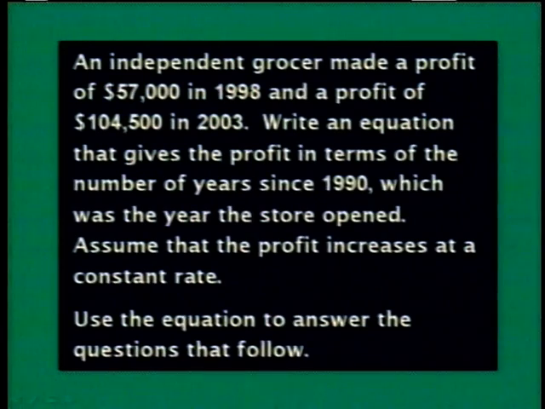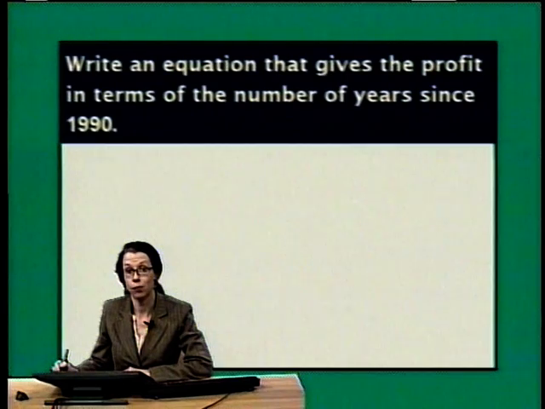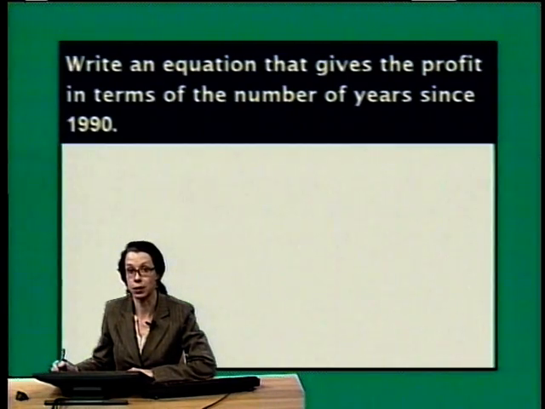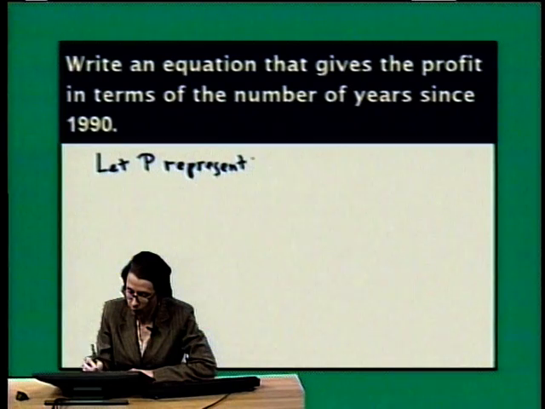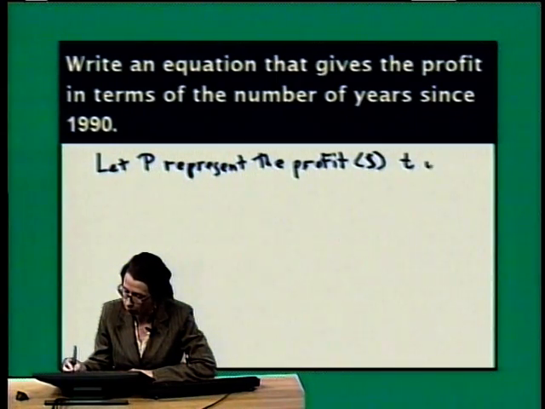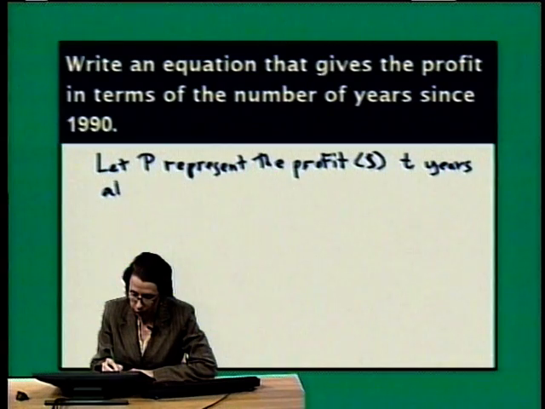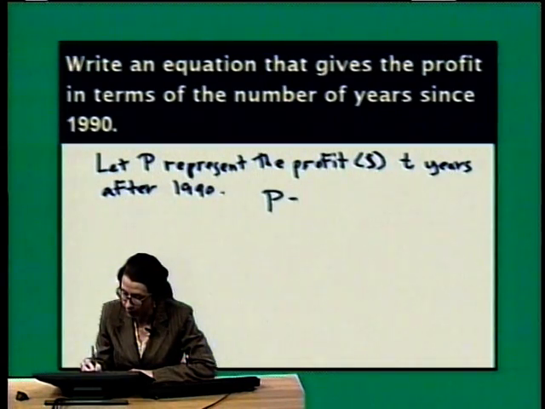Now in this problem, the variables haven't been defined for us. So that's where we're going to start. We were asked to give the profit in terms of the number of years since 1990. So I'm going to let P represent the profit in dollars, T years after 1990. So my linear model is going to be of the form P equals MT plus B.